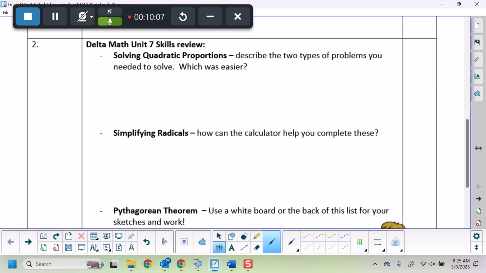So that is the one where we go into my y equals button and I type in, for example, 36 divided by x. If I go to my table of values, that's going to give me all of my factors of 36.